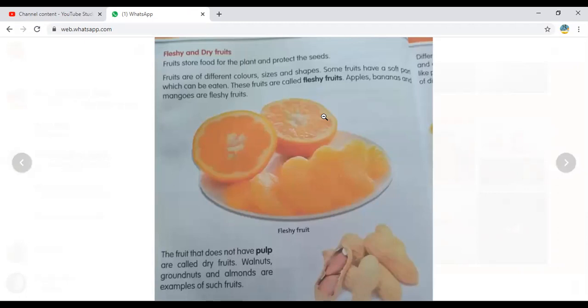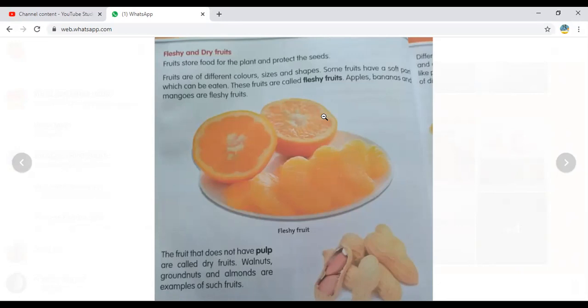Some fruits have the soft part which can be eaten. Konni fruits lo soft part. Soft part anna pulp anna okate na. Pulp anna ante juicy substance. Danni em antam soft part, which can be eaten. Soft part ne tintu. These fruits are called fleshy fruits. Ee fruits ne enta mana fleshy fruits anta. Juicy substance, soft substance unde vaati fleshy fruits anta.